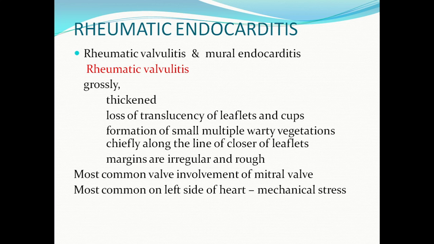The next one is rheumatic endocarditis. So it's all about rheumatic pancarditis. Now in pancarditis, we can discuss endocarditis, myocarditis and pericarditis. The first is endocarditis. So in the endocardium, there are the valve and the endocardium proper. So in the valve, you can see rheumatic valvulitis and mural endocarditis. So the first one is rheumatic valvulitis.